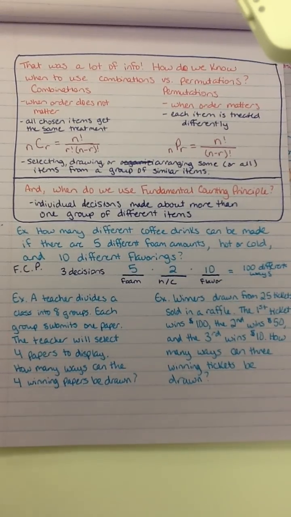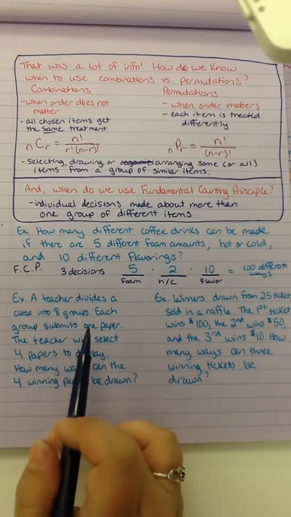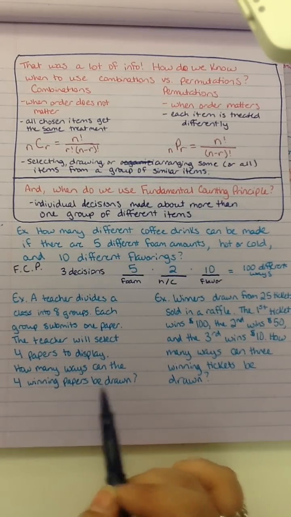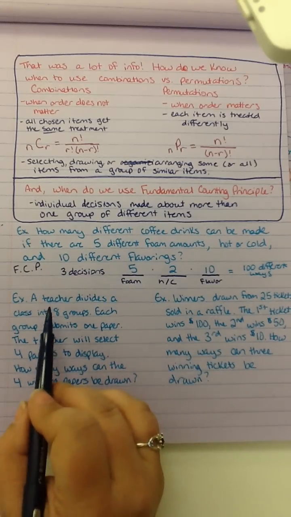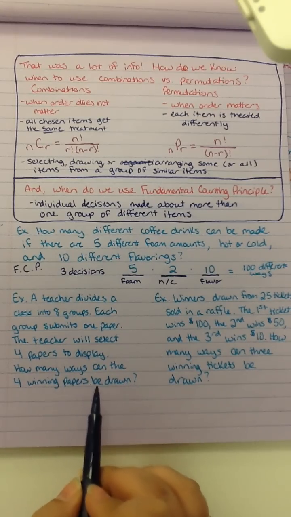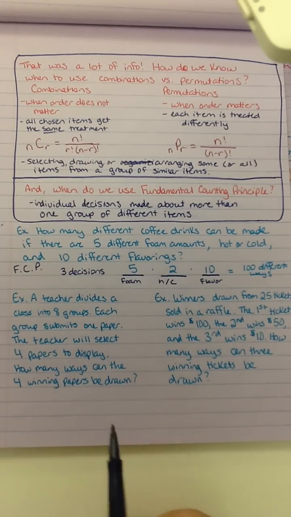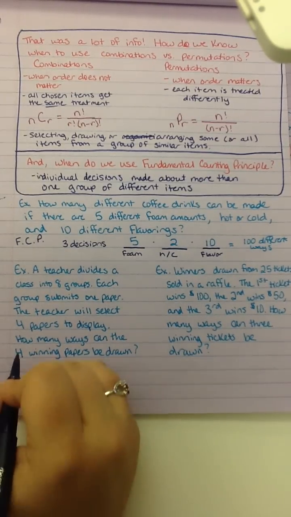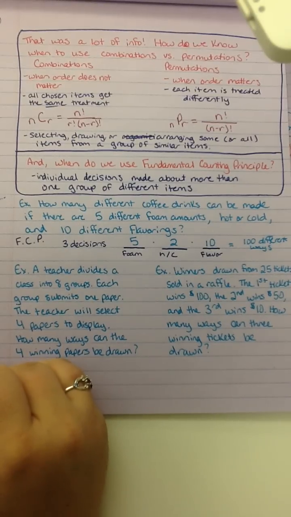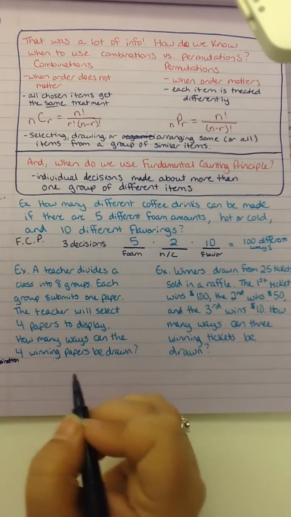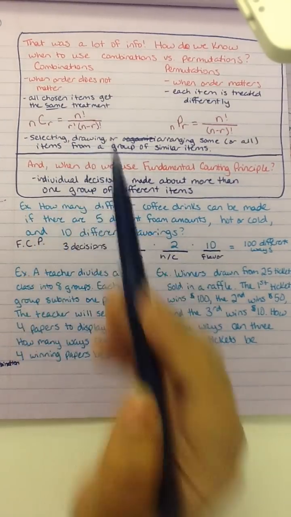Okay, these next two. A teacher divides the class into 8 groups. Each group submits a paper. The teacher will select 4 papers to display. How many ways can the 4 winning papers be drawn? This one, we've got 8 groups, 4 papers. All 4 papers are going to be displayed. So, is that anything different? Does being the first paper selected get you any advantage over being the 4th paper displayed? No, it doesn't. So this is a combination, because the order does not matter. They all get the same treatment.